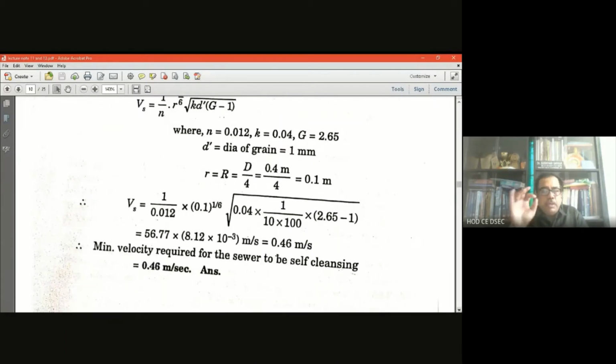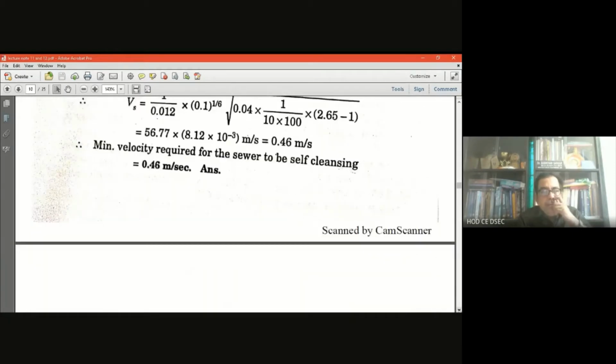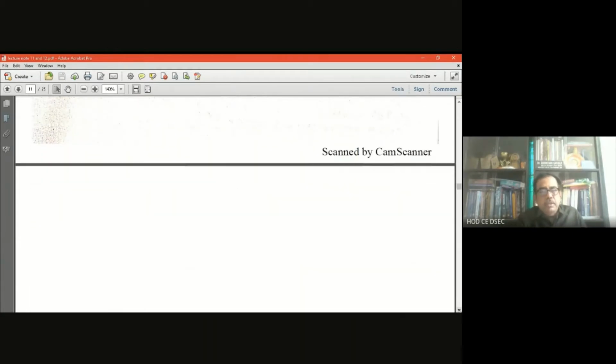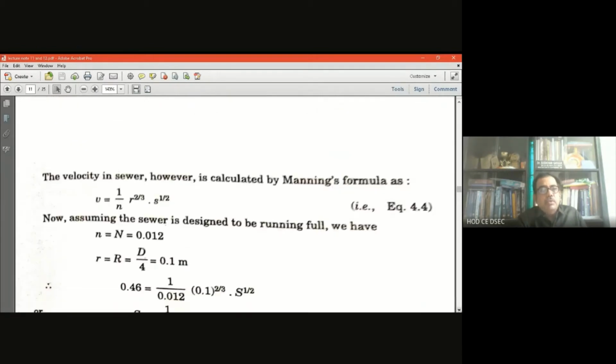So putting the values of N, K, G, D, you will get the value of Vs. What does Vs come to? Vs comes as 0.46 meter per second. That means the minimum velocity required for the sphere to be self-spinning is 0.46 meter per second. This is a typical problem where you have to find the minimum velocity, and I am showing you using this formula.